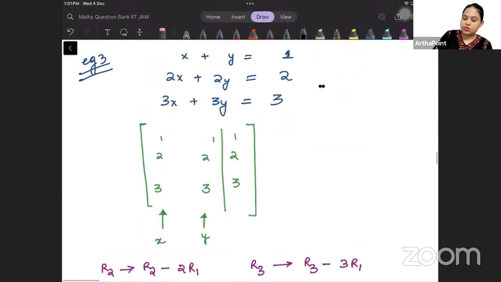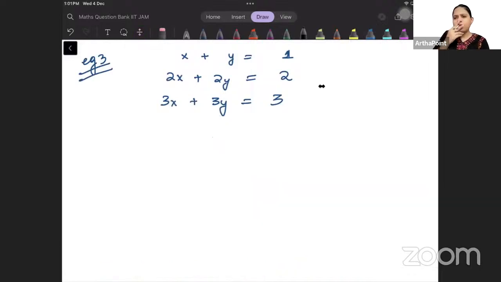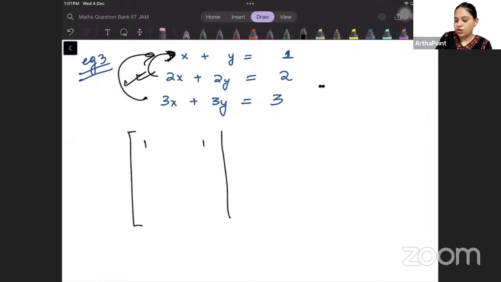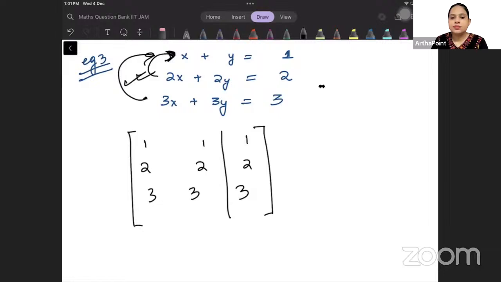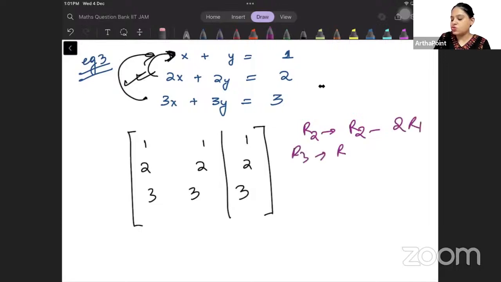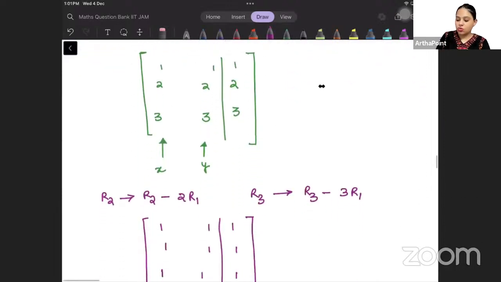Now come to the third type of question. Of course, you can see from here also that the second is just twice the first and the third is just thrice the first. But even if I write this in the matrix format, I will get 1, 1, 1, 2, 2, 2, 3, 3, 3. Right? So what can I do? R2 goes to R2 minus 2 times R1. R3 goes to R3 minus 3 times R1. And you will notice that they will all become 0.